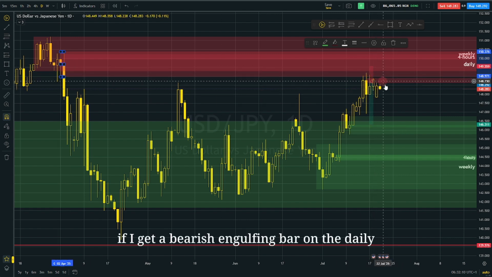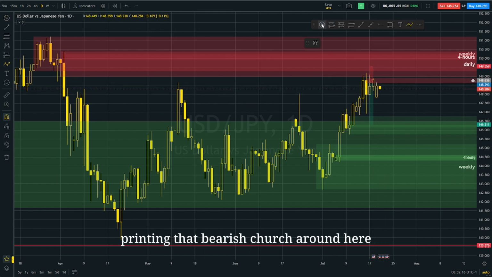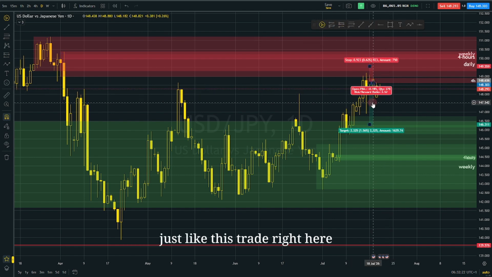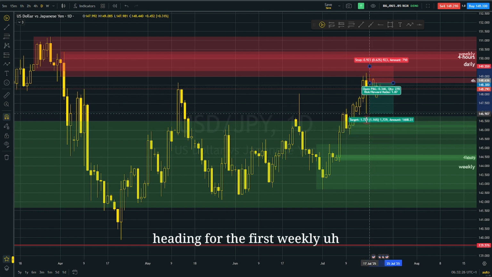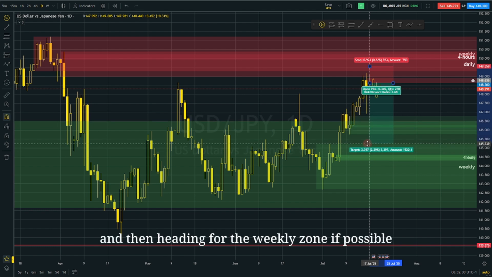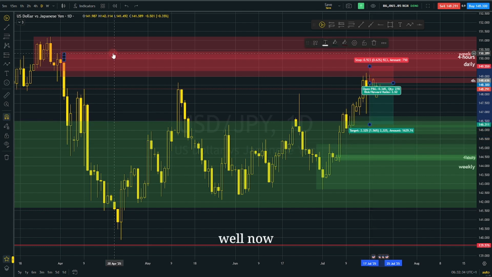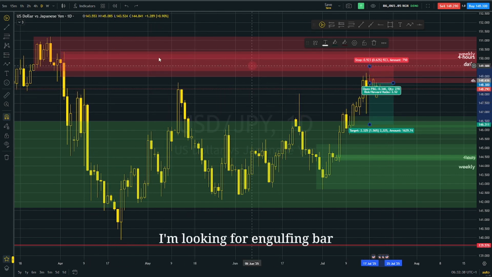If I get a bearish engulfing bar on the daily, or I get a chooch, like a couple of days printing that bearish chooch around here, then I can start to trade for the downside, just like this trade right here. I can start to trade for the downside, heading for the first daily zone I have here, and then heading for the weekly zone if possible. But now, using the daily context as higher time frame context, I'm looking for an engulfing bar.